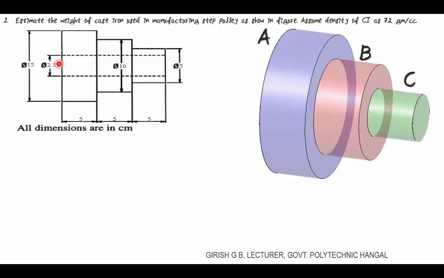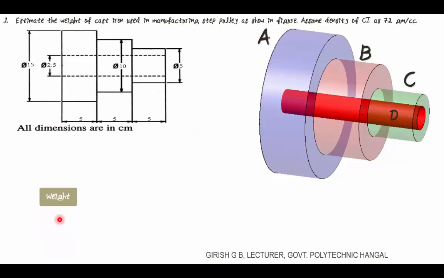We also have a hole. The hole has a diameter of 2.5 centimeter and its length is 5 plus 5 plus 5, which is 15 centimeter. The entire length of the step pulley has a hole of 2.5 centimeter diameter. Let's call this part D. We need to calculate the weight of the cast iron used in manufacturing this step pulley.